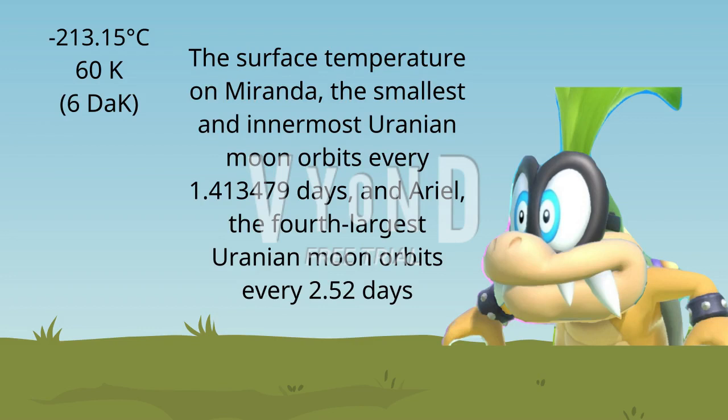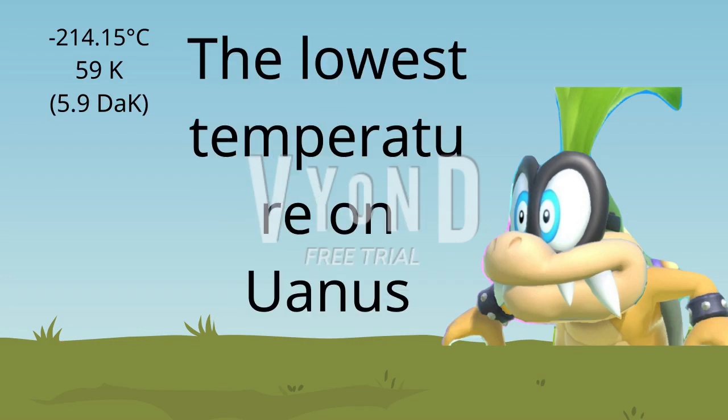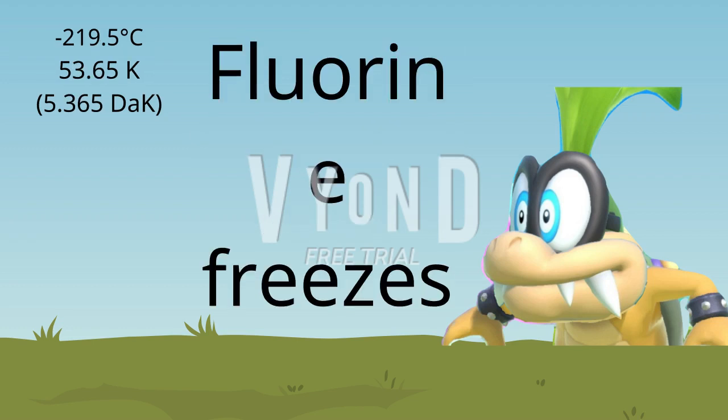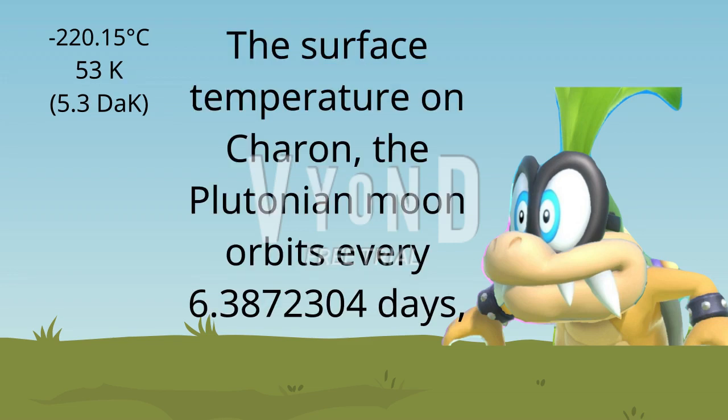That's 60 Kelvin. The lowest temperature on Uranus is minus 214.15 degrees Celsius, or 5.9 decakelvins. That's 59 Kelvin. Fluorine freezes at minus 219.5 degrees Celsius, or 5.365 decakelvins. That's 53.65 Kelvin. The surface temperature on Charon, the Plutonian moon, orbits every 6.387230 days, is minus 220.15 degrees Celsius, or 5.3 decakelvins.